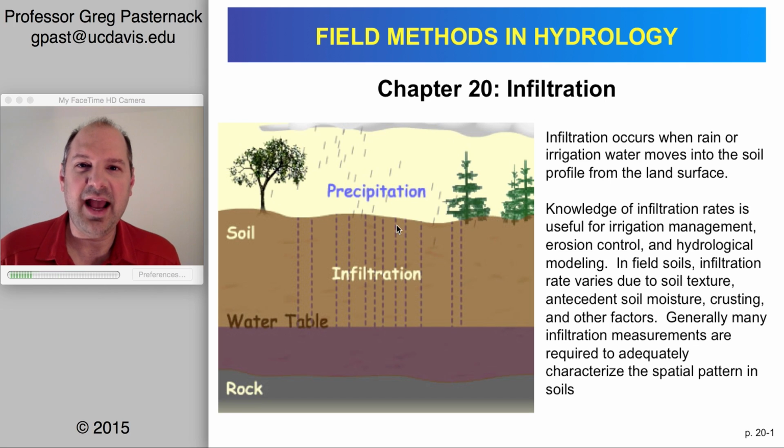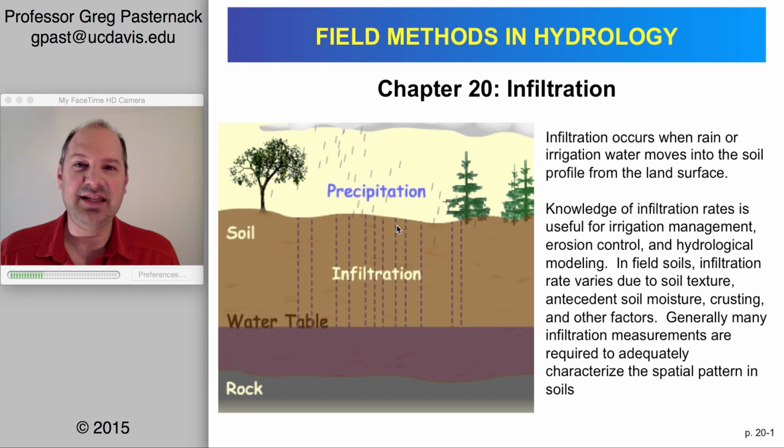This is the video podcast for Chapter 20 of Field Methods in Hydrology on the topic of infiltration and its measurement. Infiltration occurs when water that's falling out of the sky or running off the land goes into the ground, into the soil, and it's basically just the change in the water content in the soil through time and depth as that water is moving down or percolating down because of gravity.